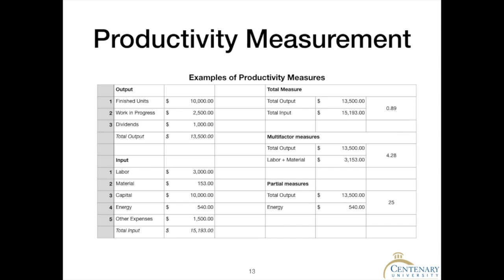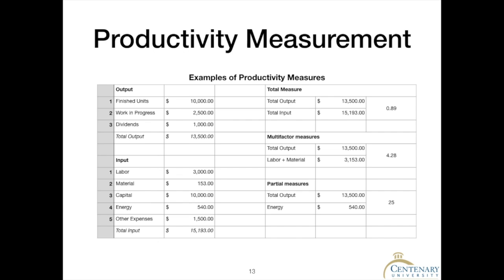So here's the table that's from the text as well. We have the output. We had a number of units and how much work in process do we have. What were the dividends? And then we have the input. So the labor, the material, capital, energy, and other expenses. So the total input to what we put into that to make the output. And so we could see that we put more into what we got out in the total measure.